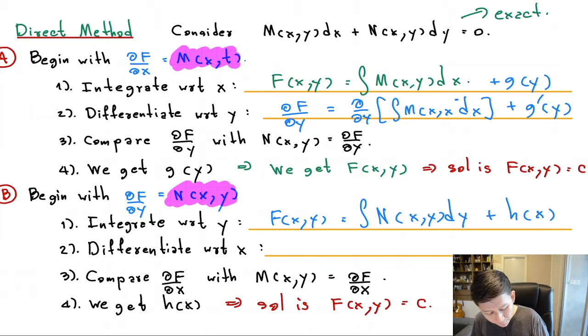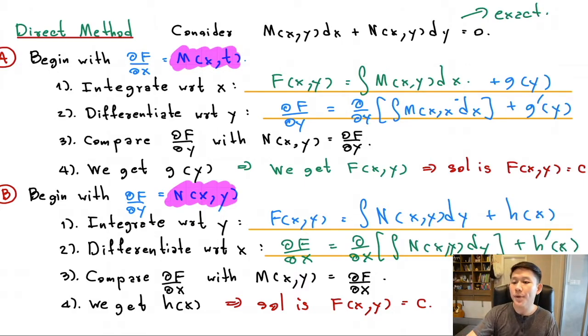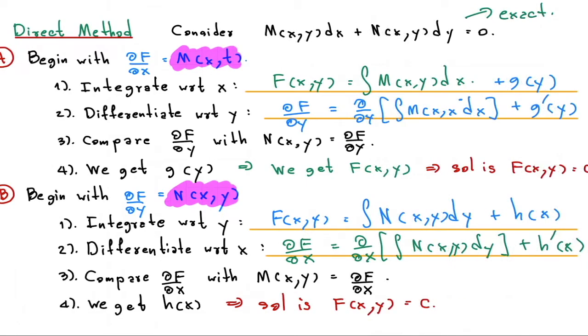You differentiate f by x. You differentiate the whole equation by x of this, plus h prime. And then you compare this df by dx with M, because M is df by dx as well. So once you compare that, you're going to get h, and when you get h, you're going to get f, which is the solution.